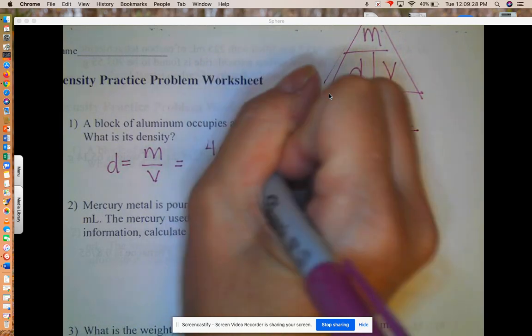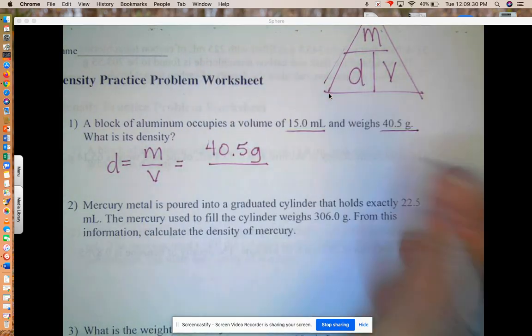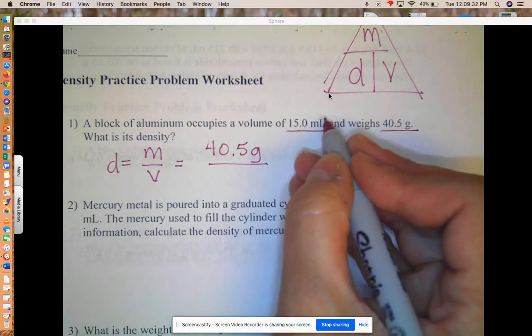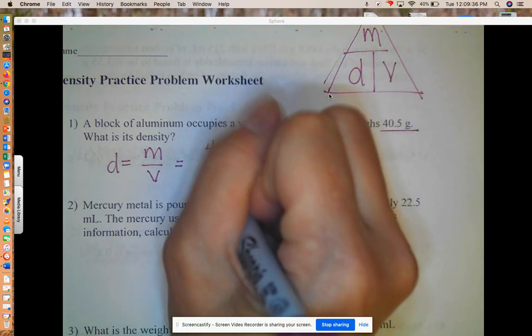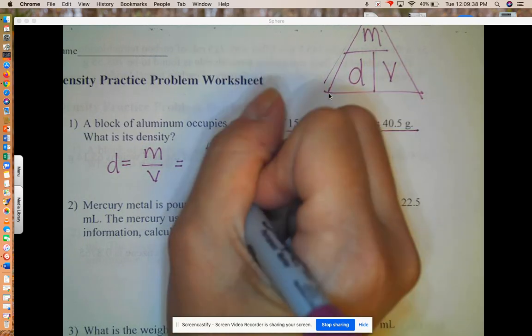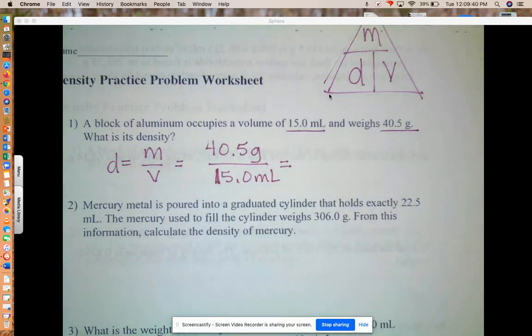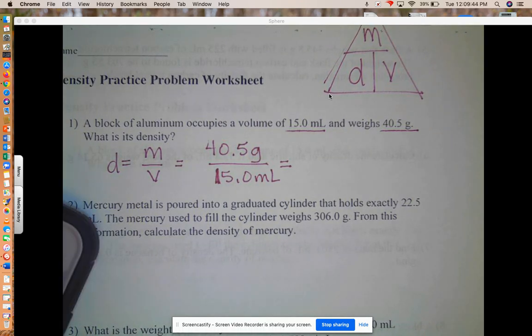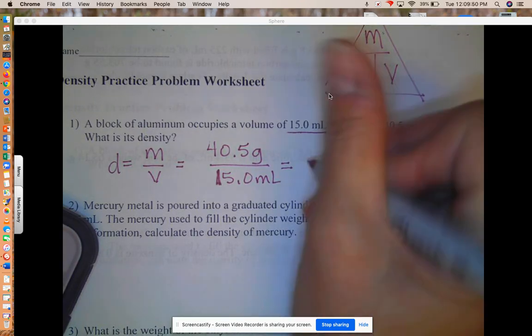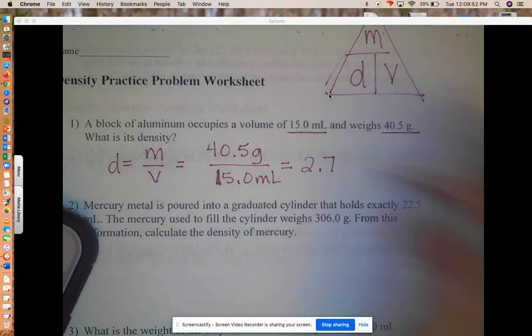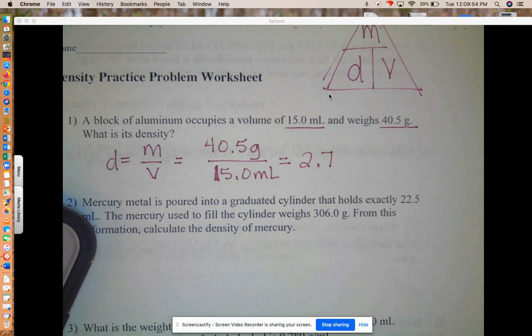So my mass is reading 40.5 grams, and then my volume, 15.0 milliliters. Right, that looks weird. So then I'm just going to divide that out. This is what I expect to see on every problem. Even though you can do it in your head, you still have to show work. So I get 2.7. And now when I'm done, I'm going to go back and look at sig figs.